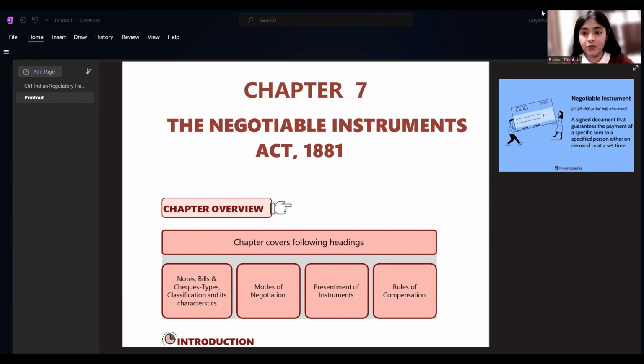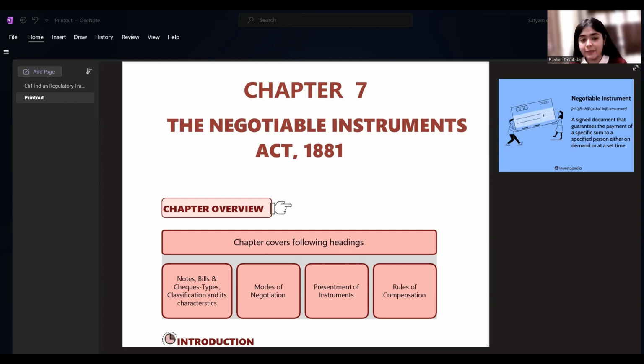Okay, so this is what we are going to study today, the Negotiable Instruments Act 1881. Negotiation means that where we need to talk with the people, negotiate the price, where we need to bargain, where we need to settle down. That is called negotiation. So, a negotiable instrument is a signed document that guarantees the payment of a specific sum to a specified person, either on demand or at a set time.